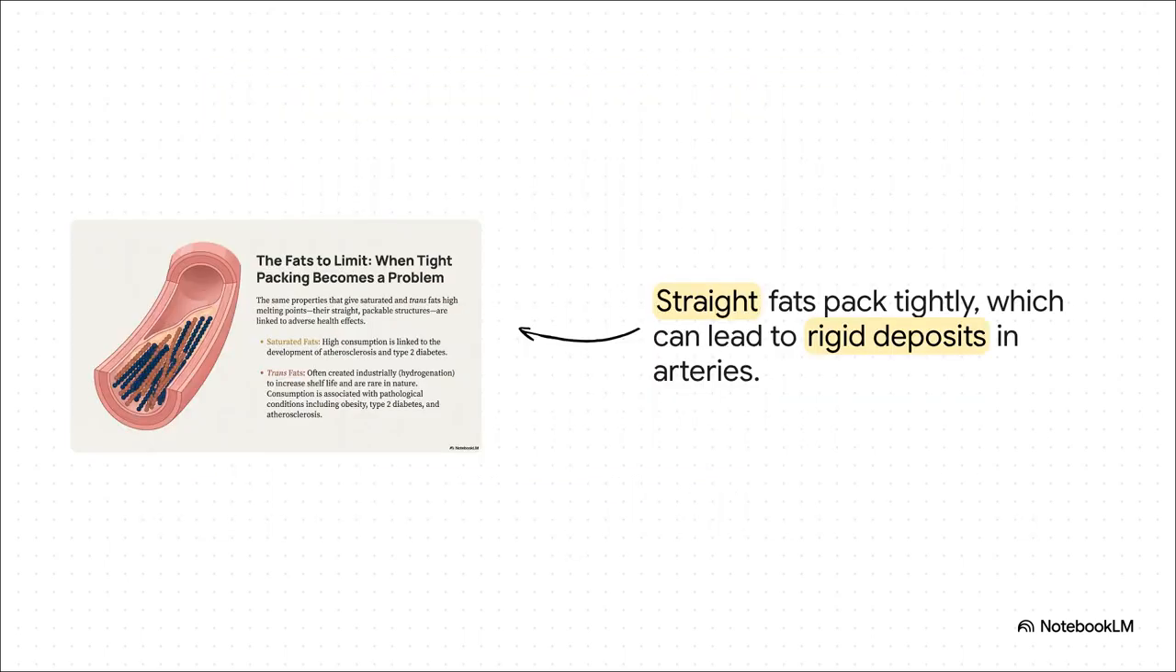Now, on the flip side, you've got the straight fats, the saturated and trans fats. Remember their superpower. They can pack together incredibly tightly, which gives them those high melting points. Well, inside our bodies, that superpower can become a real problem. That very same tendency to pack together into these rigid, ordered structures is linked to health problems like atherosclerosis, where these fats can actually contribute to forming hard, rigid plaque inside our arteries.